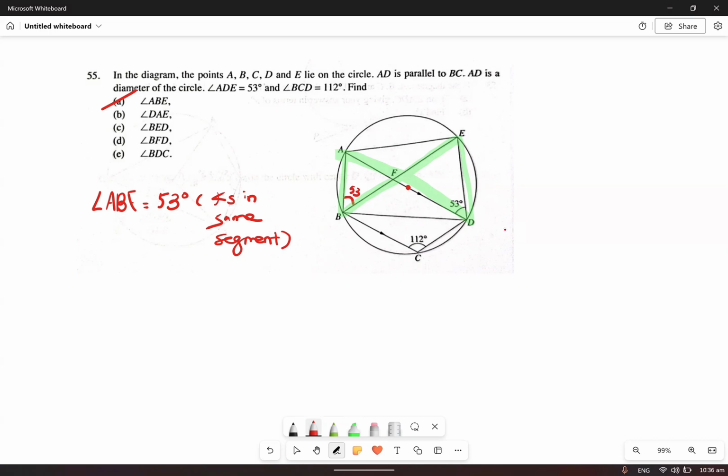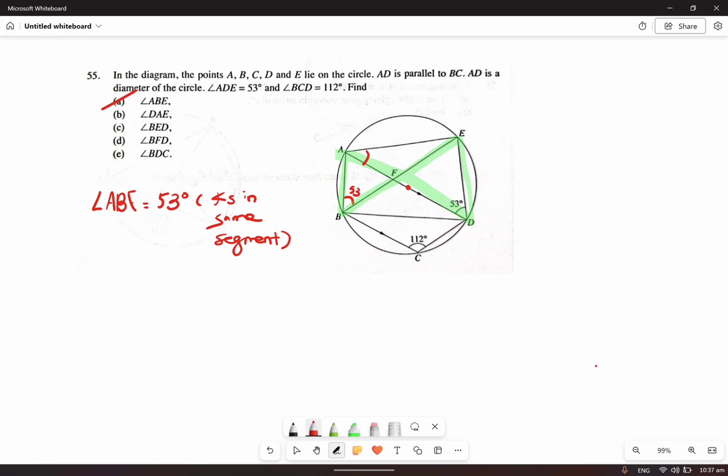Let's move on to the next one, which is DAE. Where is DAE? Can you all see DAE? My DAE is this one over here. Do you understand or don't understand? Let me just show it to you. This is the one that I'm talking about. Can you see or not?